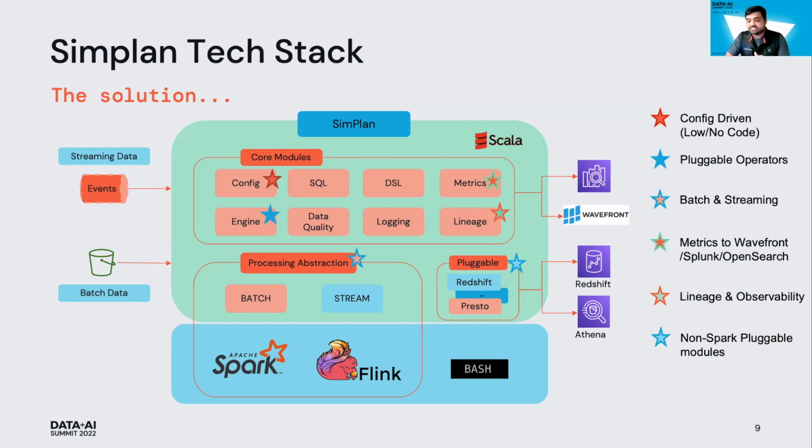And if you look at the tech stack, you have Redshift support. You can connect to Athena. You would be able to run Presto jobs. You'll be able to run Flink. So there are so many non-Spark operators also that you can write. Imagine if you want to connect to a REST endpoint and probably report a status. Yes, as long as you can express it as an operator within Simplan, you would be able to do that.